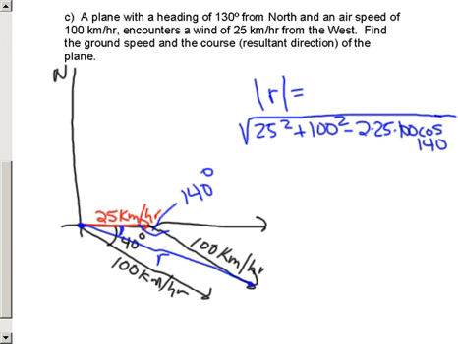Okay, go ahead. Because that means magnitude. Good question. So the magnitude of R is whatever you get when you do all that off cosine.